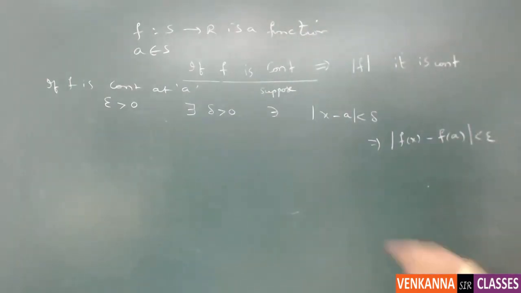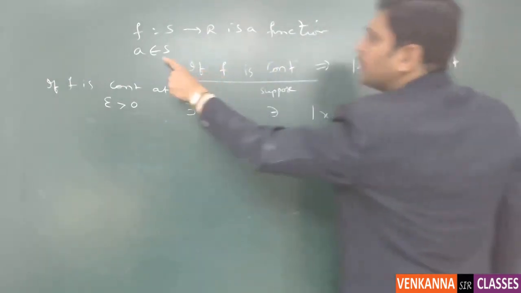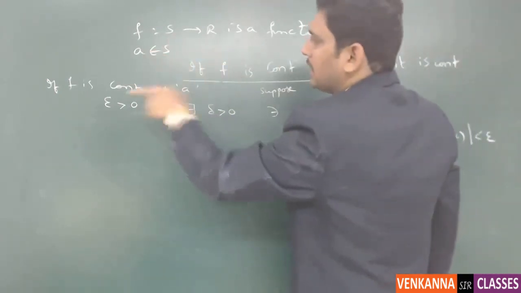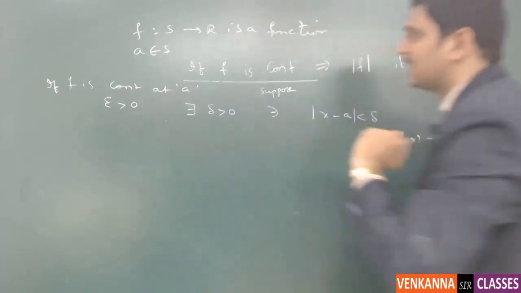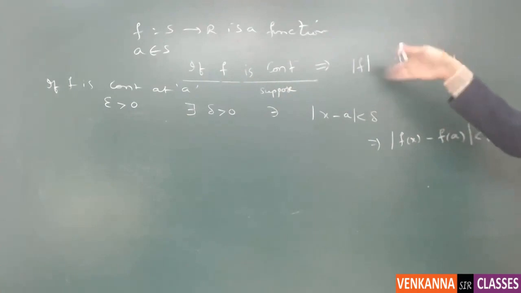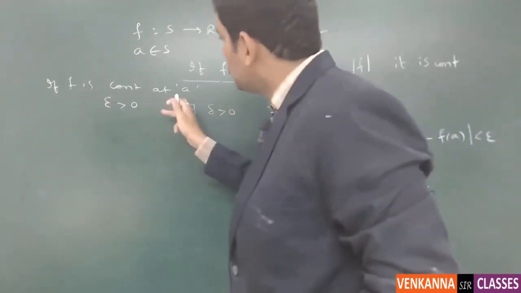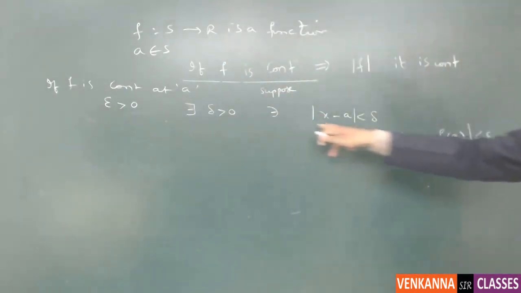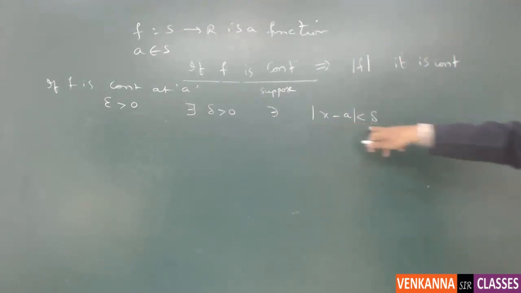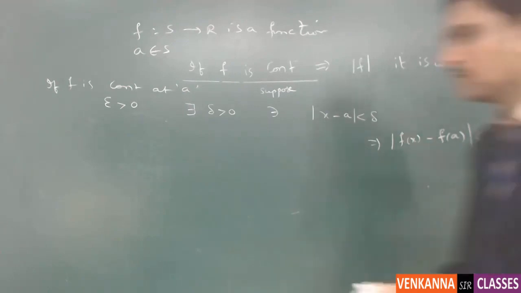So where are we? I have taken a function. The domain is S. I took a point A. Since the function is continuous, at every point it is continuous. So f is continuous at A. By assuming this property, I am going to prove that mod f is continuous. That is my task. Since f is continuous at A, I have written the definition: for epsilon greater than 0, there exists delta greater than 0 such that whenever mod x minus a is less than delta, implies this value is less than epsilon.